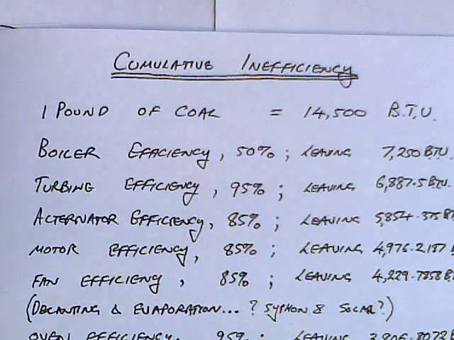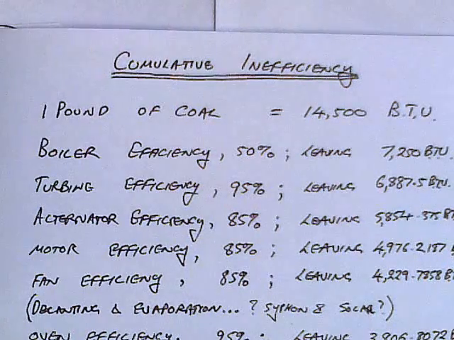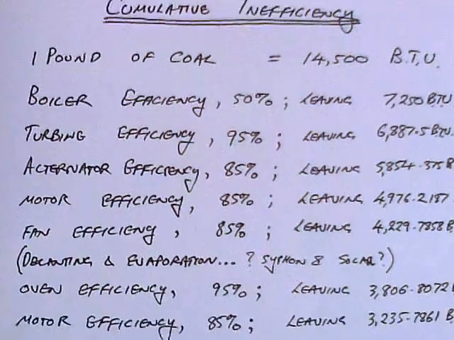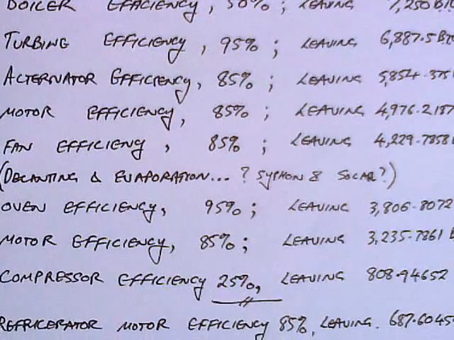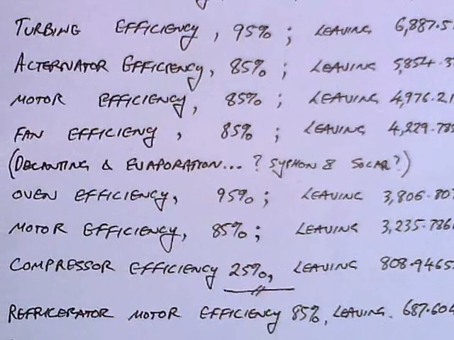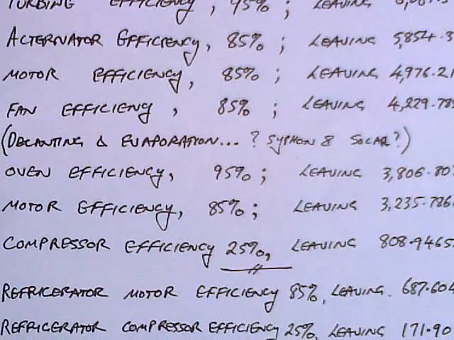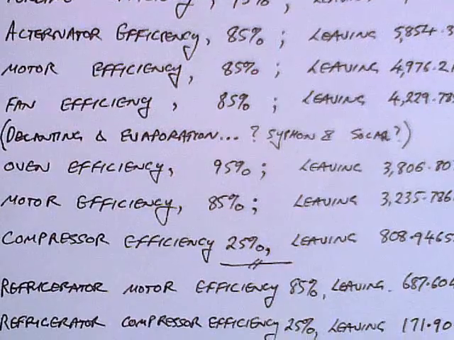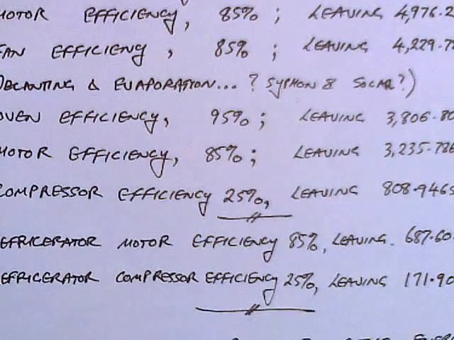4,229.7858 BTU. Let's say the decanting and the evaporation is run by siphon and solar power, so that costs you nothing. Oven efficiency, 95% leaves you with 3,806.8072 BTU. Motor efficiency, 85%, leaves you with 3,235.7861 BTU. Compressor efficiency, 25%, takes you down to 808.